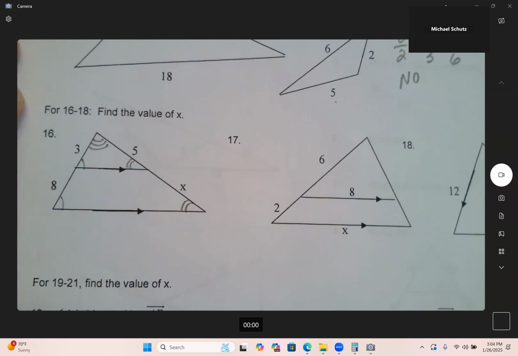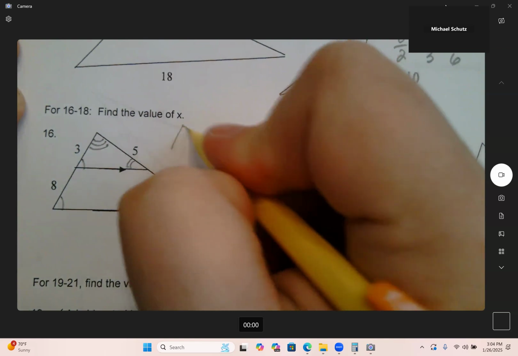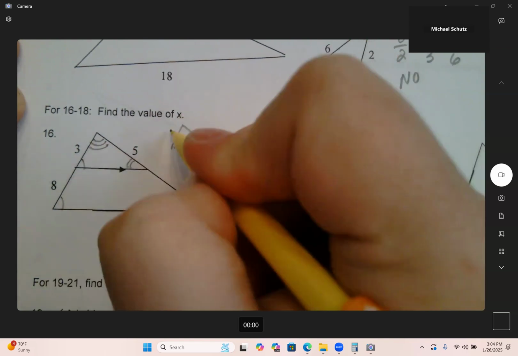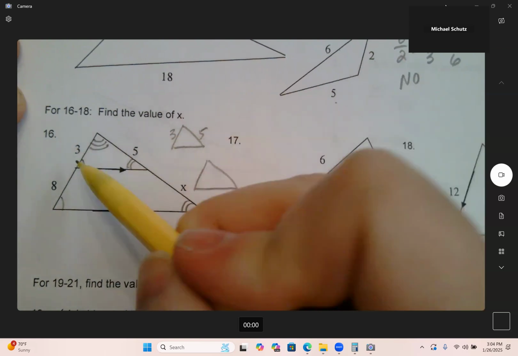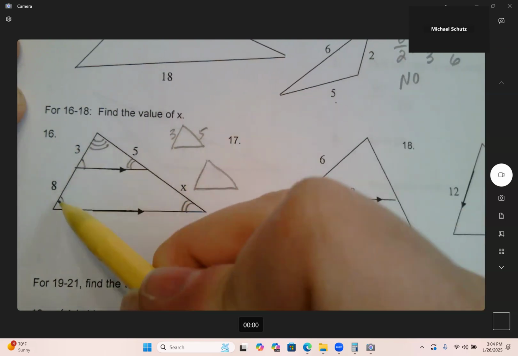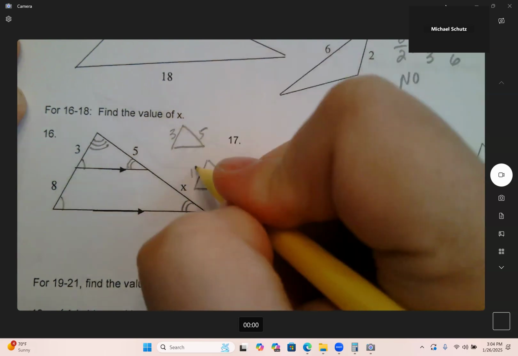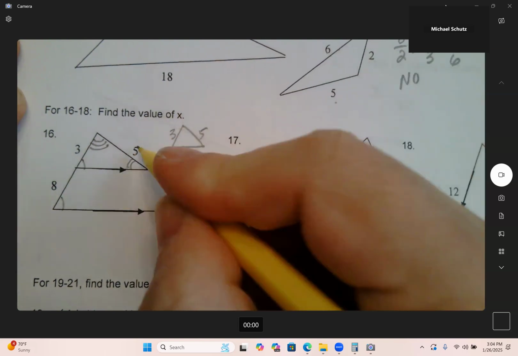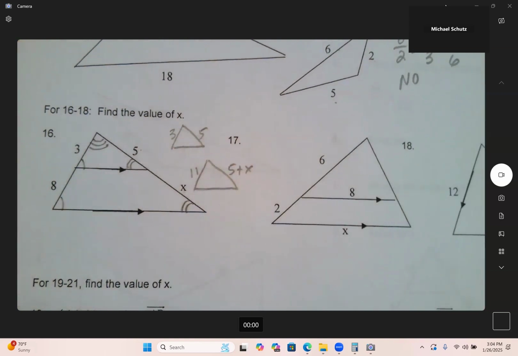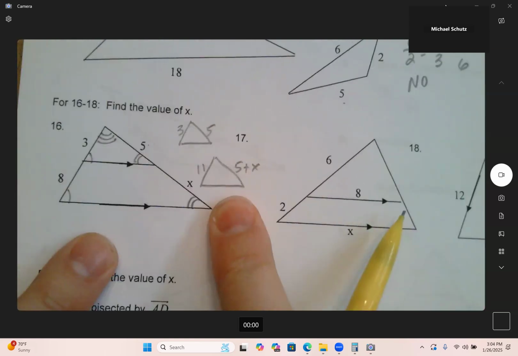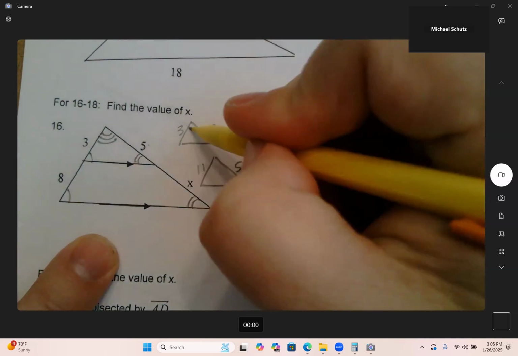So we're going to have to look at two similar triangles. We have the small triangle up here. This is 3 and 5. And then we have the larger triangle. Now you've got to be careful with this. It's not 8, it's 3 plus 8, which is 11. And it's not x, it's 5 plus x. So I'm going to have to use these two triangles that we know share that angle in common.